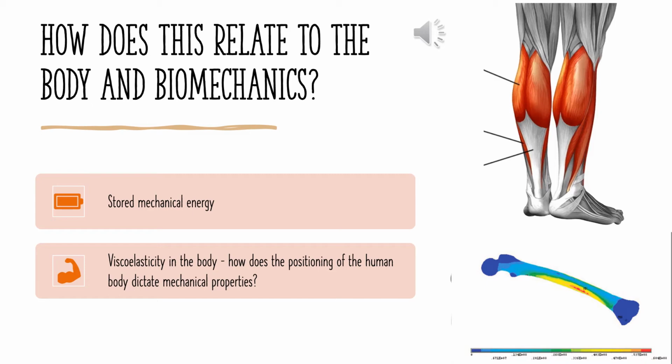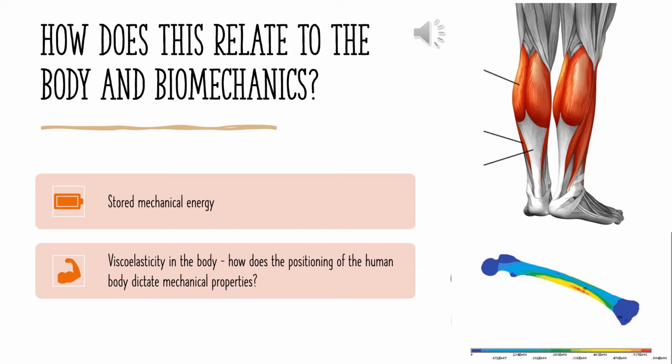Most materials, like a shoe, will have a linear relationship with stress and strain, but the human body does not actually behave in the same way. The body is not purely elastic, it's actually viscoelastic. So this means that the tendons, bones, ligaments, and muscles will respond differently to stress depending on the direction and duration of the load, as well as the positioning of the body.